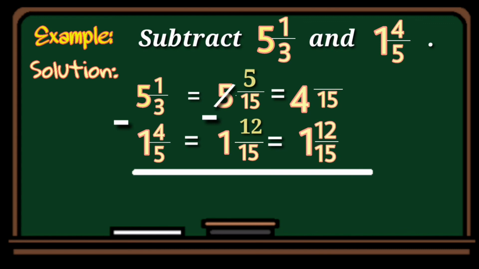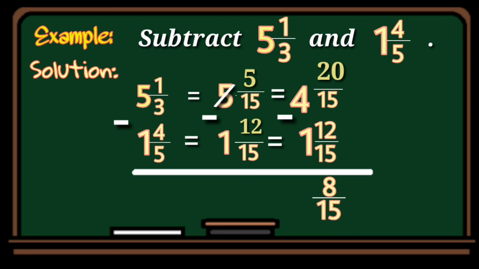The subtrahend is 1 and 12 over 15. And then add the numerator and denominator of the minuend, which is 5 plus 15. The answer is 20 and that becomes our new numerator. So 5 and 5 over 15 is renamed as 4 and 20 over 15. By the way, this is the short method of regrouping subtraction of mixed fractions. Okay? So we can now subtract the numerators. 20 minus 12, the answer is 8. And then copy the denominator 15.